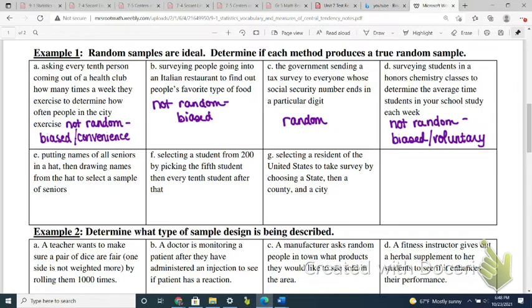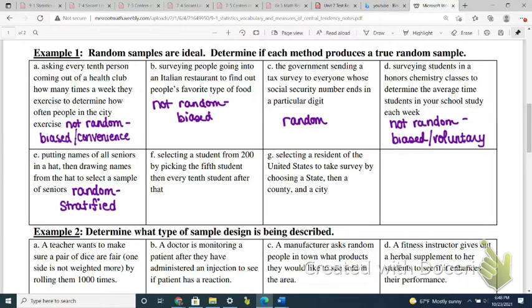E, putting names of all seniors in a hat, then drawing names from the hat to select a random sample of seniors. This is random, and it is stratified. There's a subgroup. So I don't want all the kids in the school. I only want a specific group of them, the seniors.